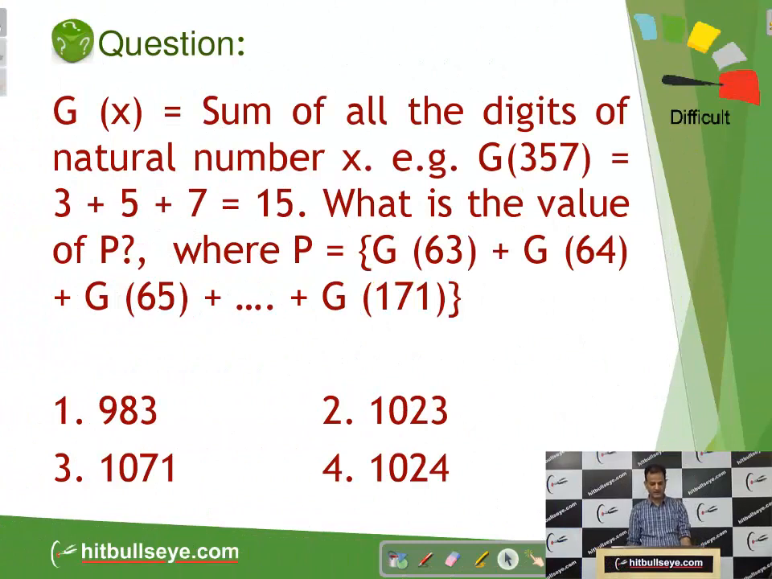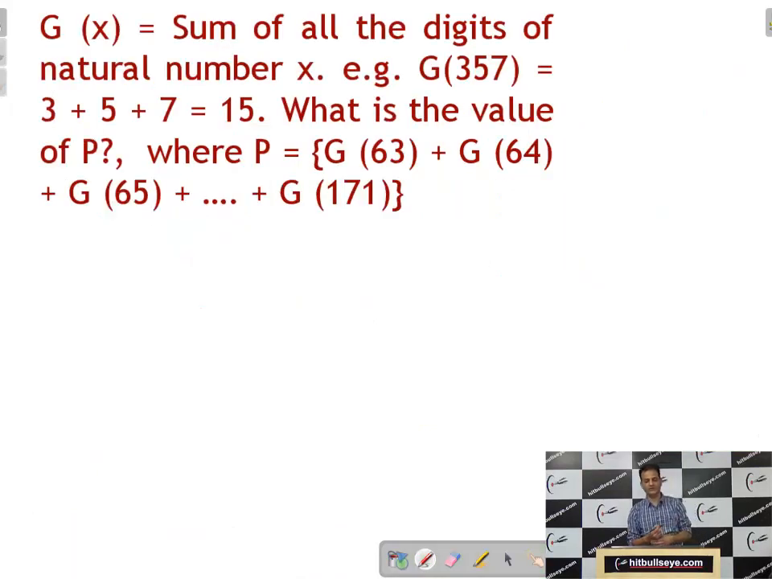The question says the sum of all the digits of natural number G357 is equal to 3 plus 5 plus 7, which is 15. What is the value of P, where P is equal to G63 plus G64, G65 till 171?